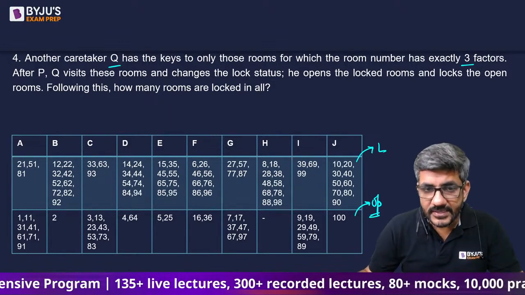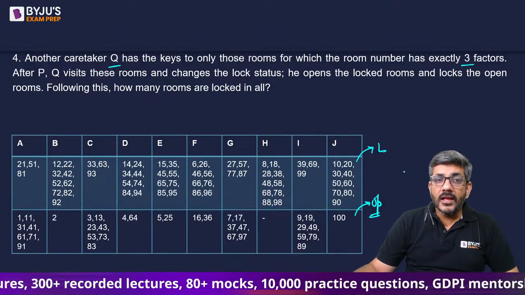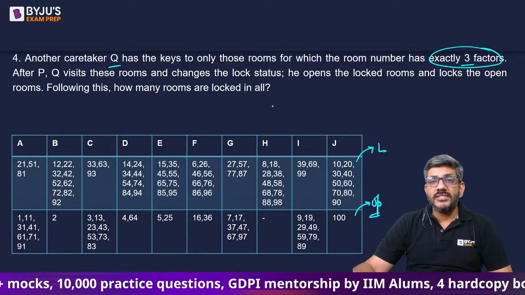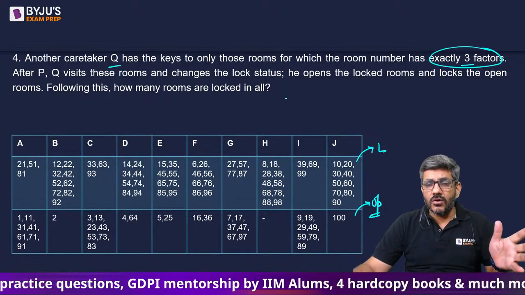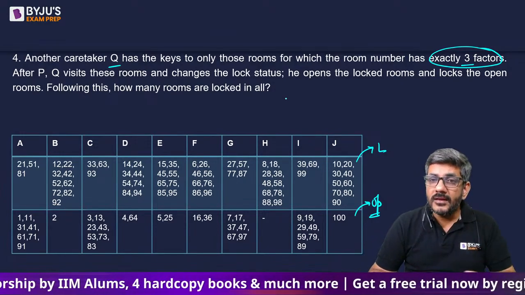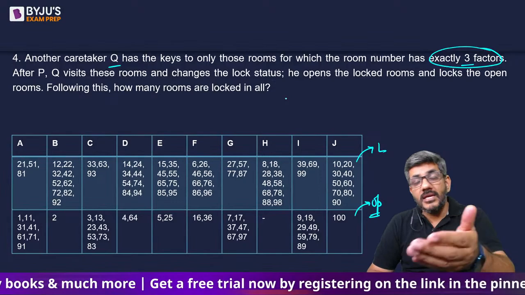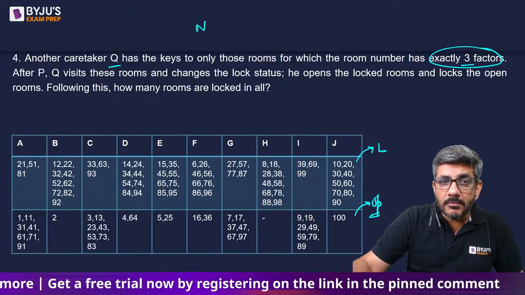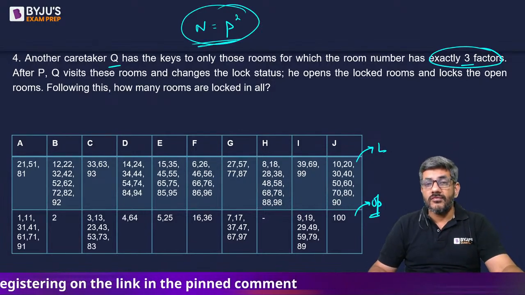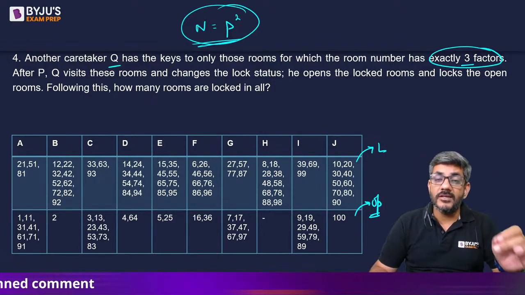Now what has happened? He says another caretaker has come. That caretaker is named Q, and he has the keys to rooms which has exactly 3 factors. What kind of rooms have exactly 3 factors? If I am not wrong, you all must have studied number system. Number of factors निकालने का एक तरीका होता है. In the prime factorization, add 1 in the powers and multiply them. अब multiply करके तो 3 बनेगा नहीं. So the number must be the square of a prime, because whenever we have square of a prime, the square of a prime will always have 3 factors.